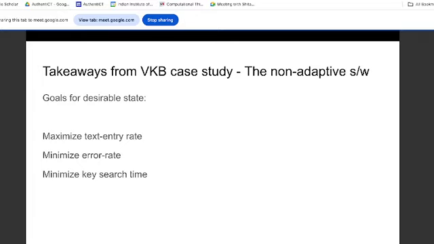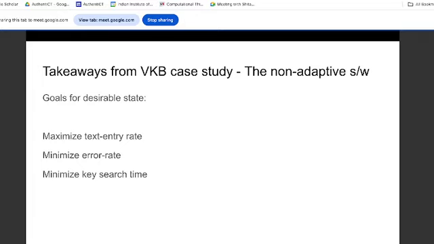So next is an example of a virtual keyboard case study. I would request you to go through the video and check out how the virtual keyboard can be designed, and in what ways non-adaptive software and adaptive software can be helpful in optimizing the desirability of the virtual keyboard.